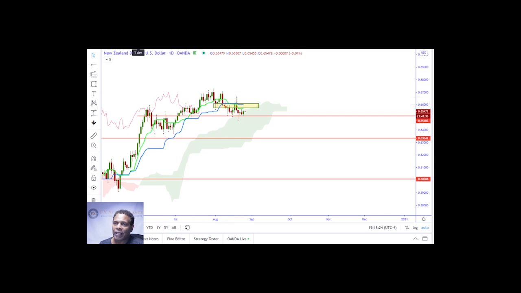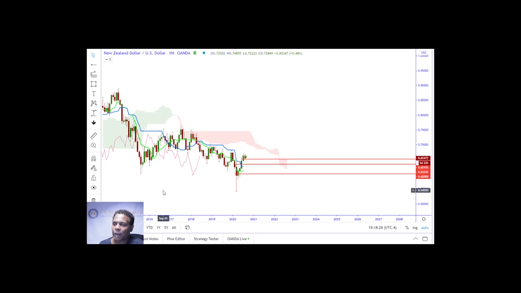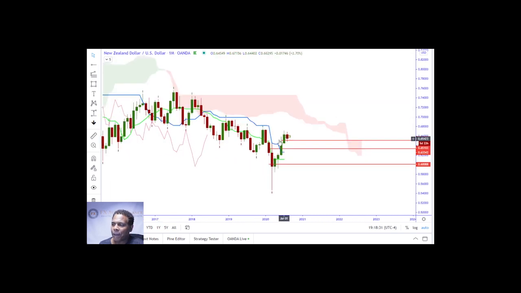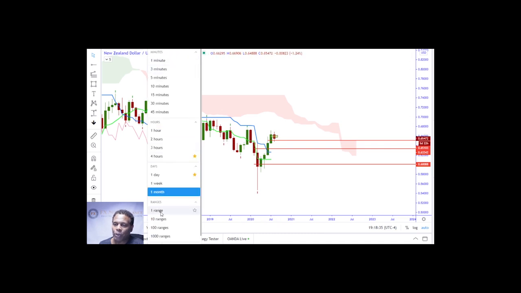And I'm going to go to the daily. I am on the daily. Coming off the monthly, we reject it. That's what I was looking at, the rejection of this level, but we went a little bit higher. Go back to the weekly.